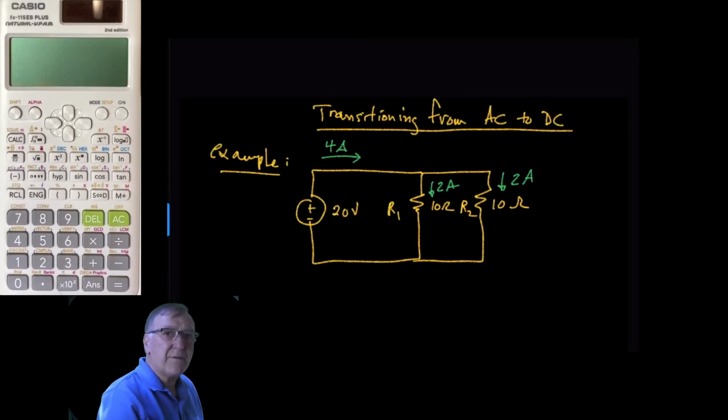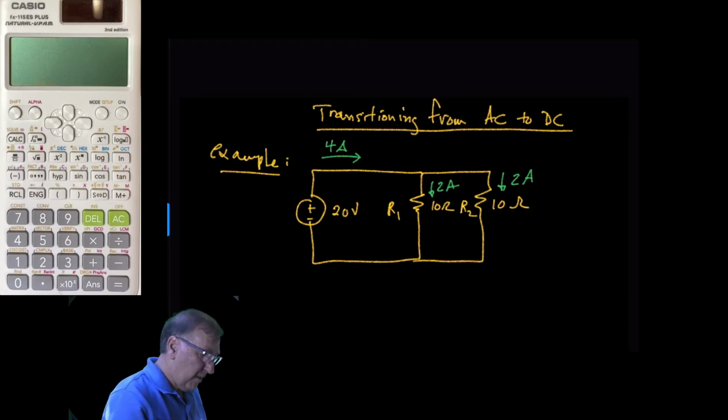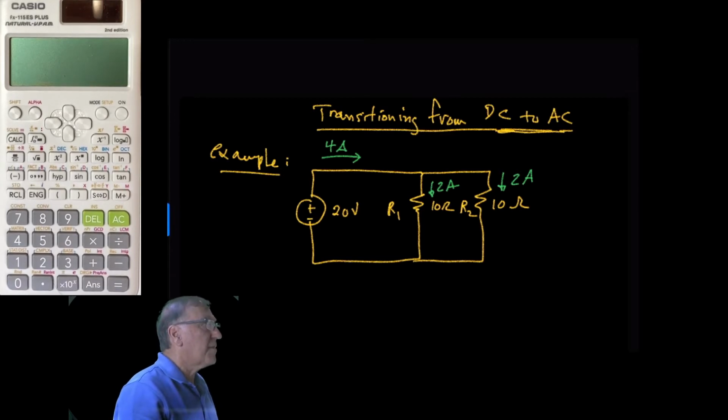Now we'll talk about transitioning from DC to AC. Let's start with a simple example. You've seen this many times before. We have a DC voltage source here and two resistors of the same value. For simplicity, I just wanted to show you this: two 10 ohm resistors.